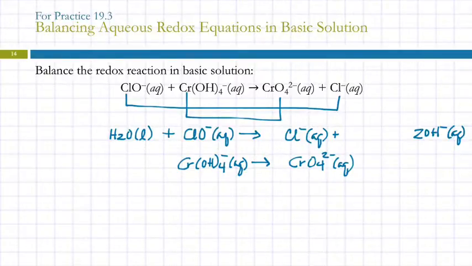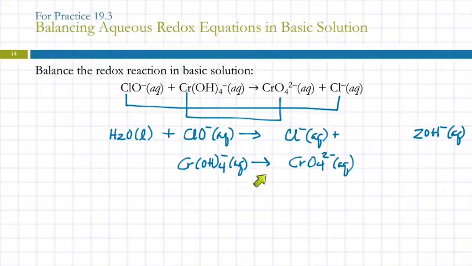Okay, so that one's balanced for mass. And we can check it. Here there's 2 hydrogens, and over there I got 2 hydrogens. Here I've got 1 oxygen there and 1 there. That's 2 oxygens, and here I got 2 oxygens. 1 chlorine and 1 chlorine. The mass is good.